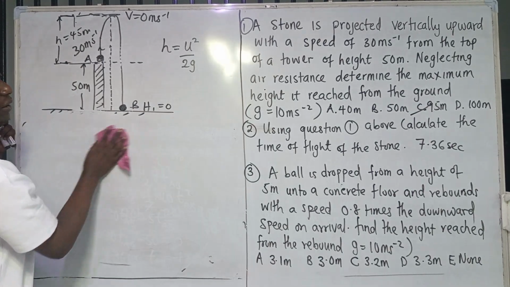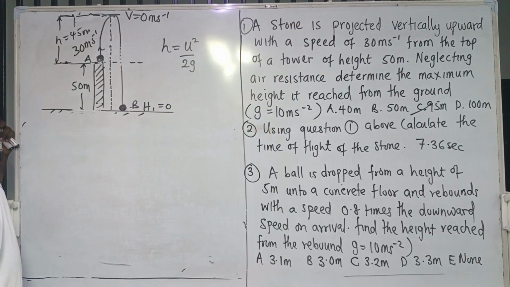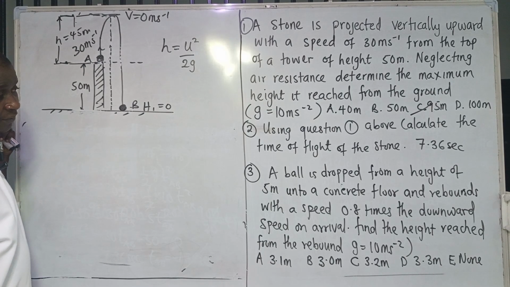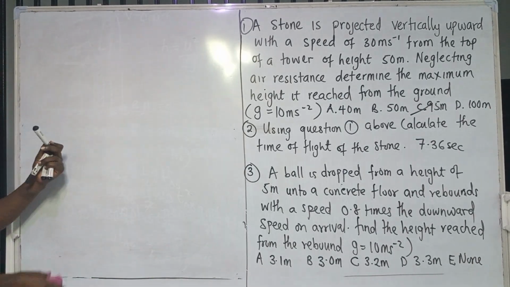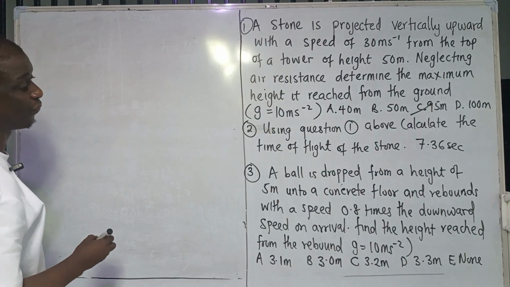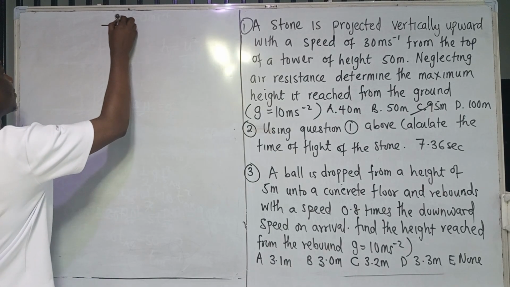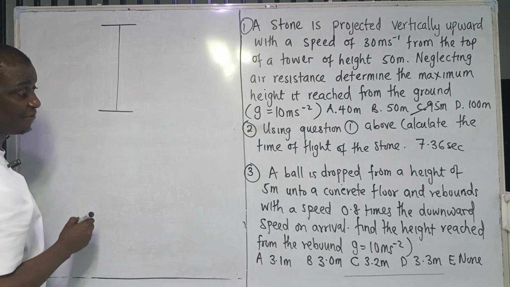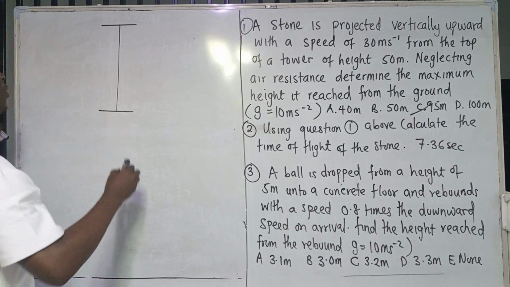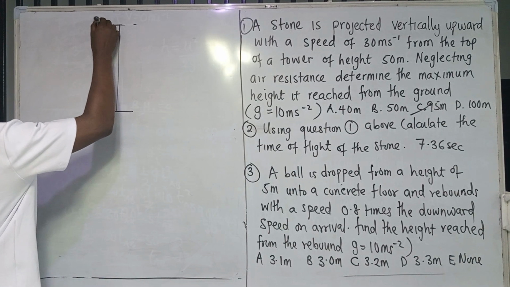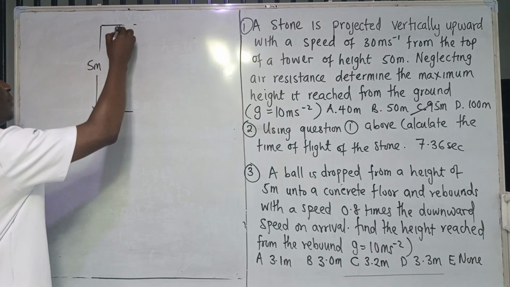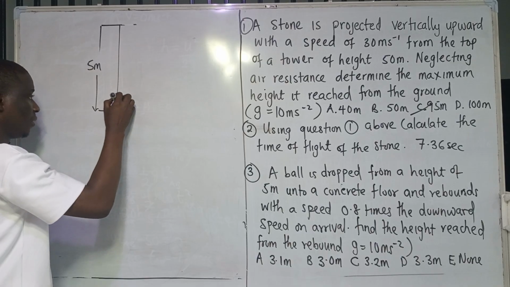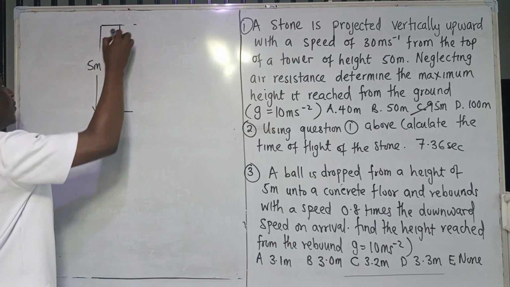The last one for this section. Quickly, let's solve. What we do now is, they say the ball is dropped from a height of 5 meters. Let me clean this up quickly. So in this case, a ball is dropped from a height of 5 meters onto a concrete floor. That means it's dropped from here, a height of 5 meters, onto a concrete floor.